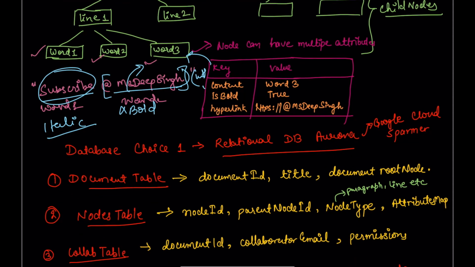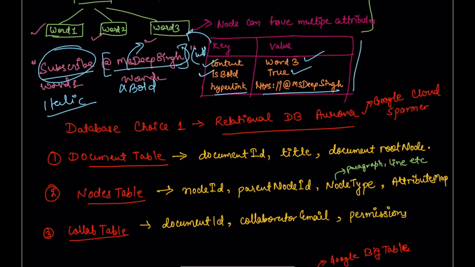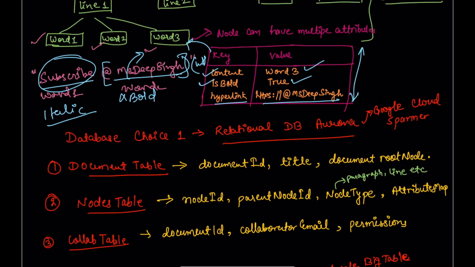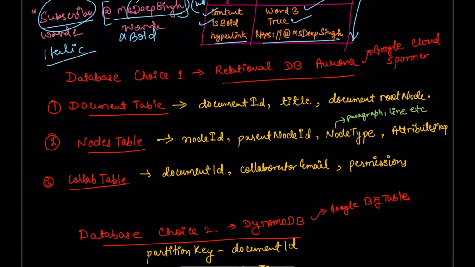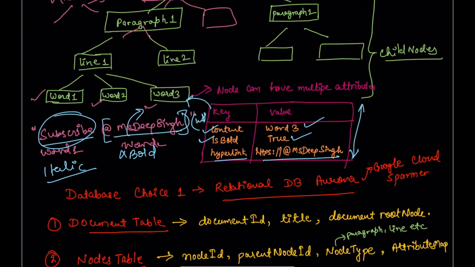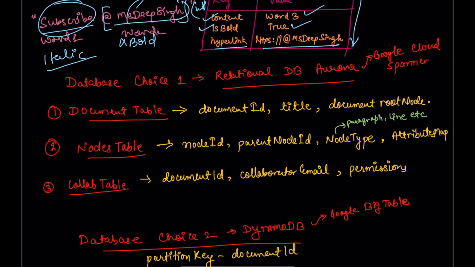So let's say the content. What is the actual content? Content is word 3. Is this data bold? It's true. What is the hyperlink? This is the link of the YouTube channel. So these kinds of things you can maintain in the attributes associated with the nodes. Definitely these attributes can be associated with any kind of node for storing any kind of attributes that are required.